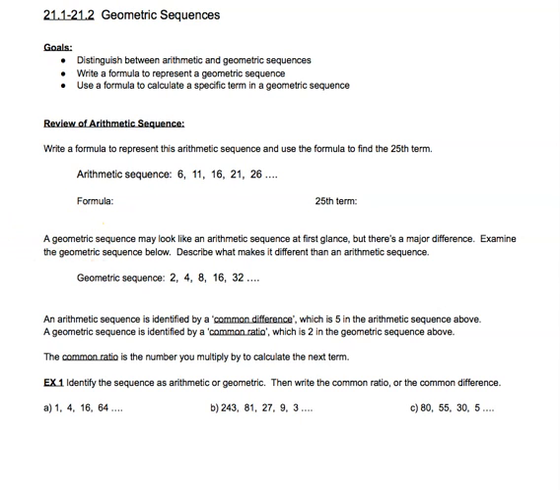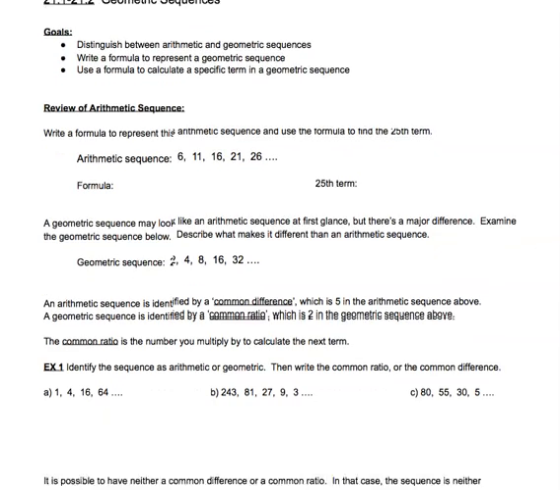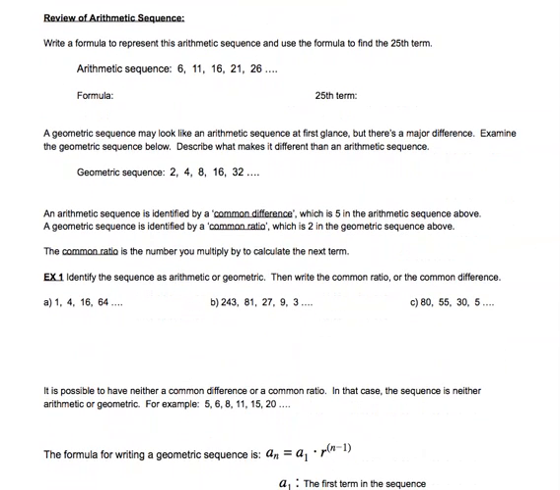All right, so today we're going to be talking about geometric sequences, which is the second type of sequences we've discussed so far in this course. So the goals that we have, we want to be able to distinguish between arithmetic and geometric sequences. We want to be able to write a formula that represents a geometric sequence and use a formula to calculate a specific term. So pretty much all the same things that we did with arithmetic sequences.